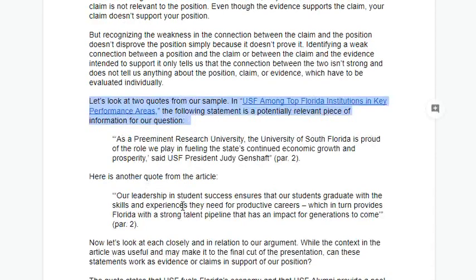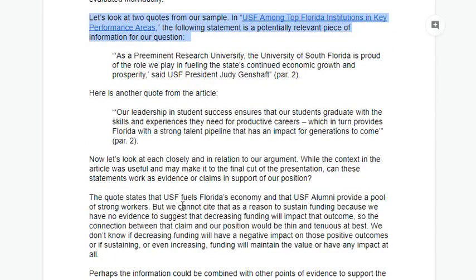Let's look at two quotes from our sample, USF Among Top Florida Institutions in Key Performance Areas. The following statement is a potentially relevant piece of information for our question. Quoted, "As a preeminent research university, the University of South Florida is proud of the role we play in fueling the state's continued economic growth and prosperity," said USF President Judy Genshaft. End quote. In-text citation, paragraph 2.